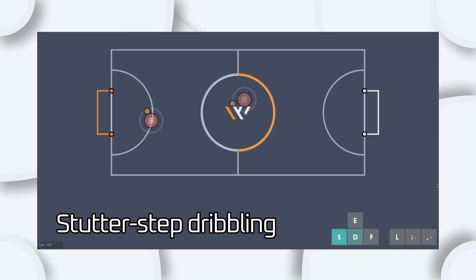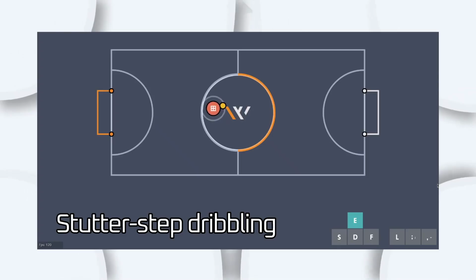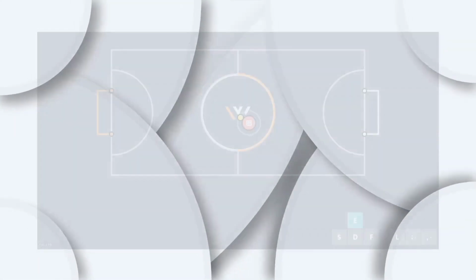Stutter step dribbling. Stutter step dribbling has always been highly underrated. Aiming shots and passes and telegraphing your passes to teammates are all done with stutter step dribbling.